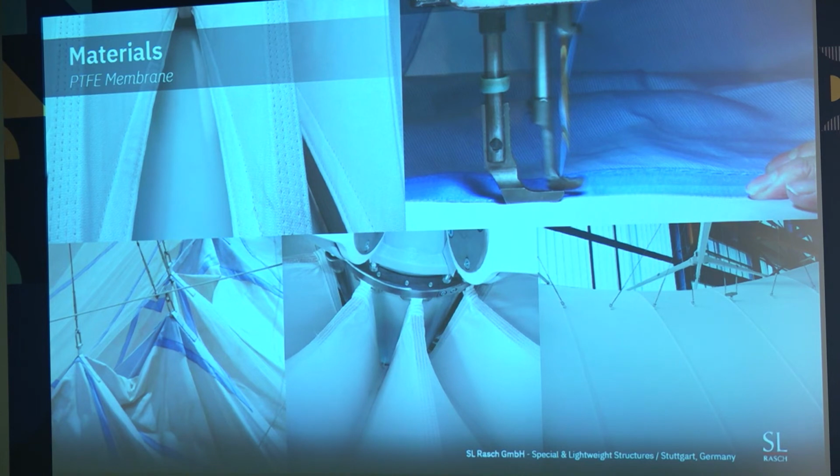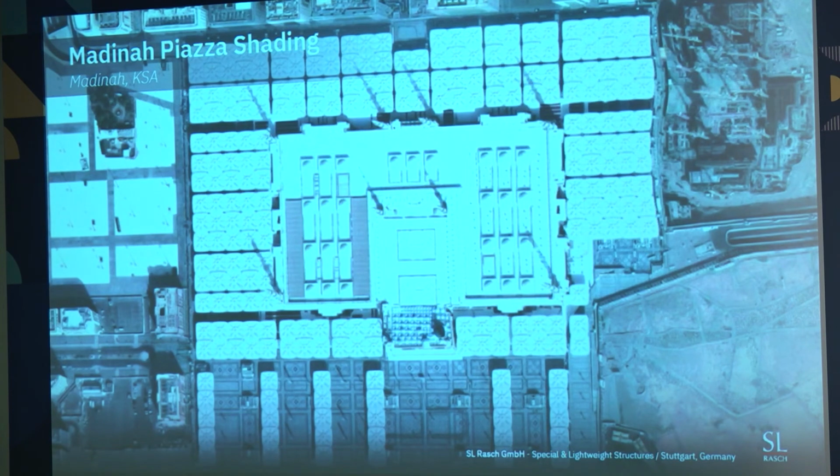This brings me to the last project I want to present to you today, the Medina Piazza Shading. This is an outstanding marvel of adaptive architecture. The Piazza Shading is a convertible roof structure, which you can see here, built around the Holy Mosque in Medina, with 250 umbrella structures which are overlapping and therefore give a combined roof of 150,000 square meters.